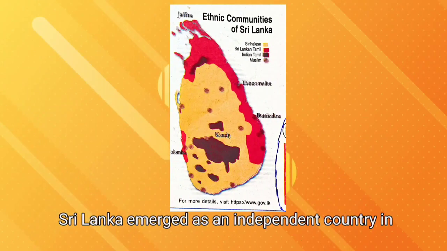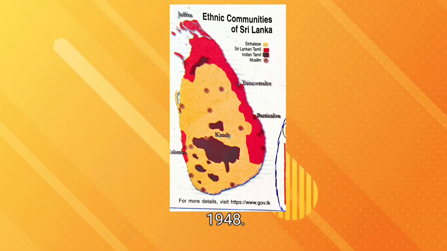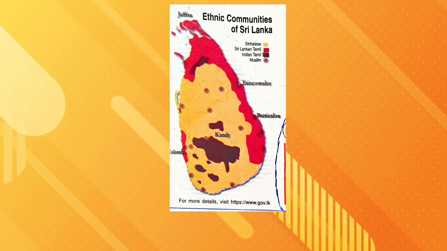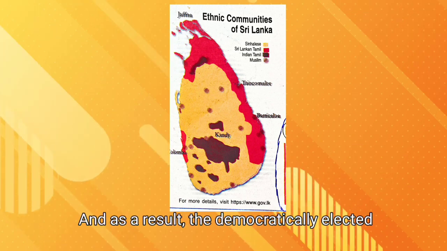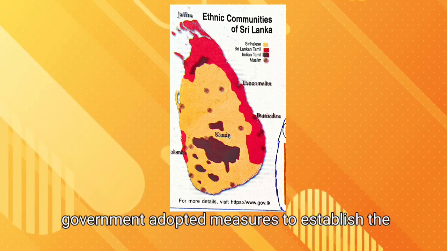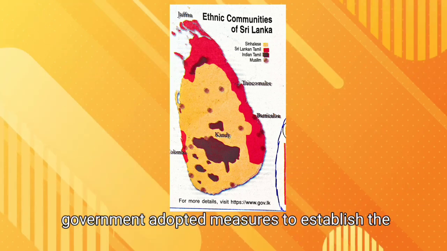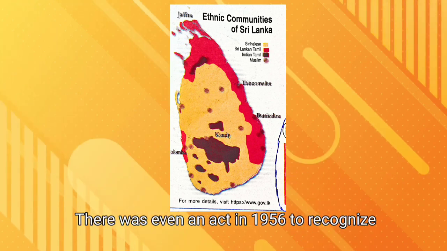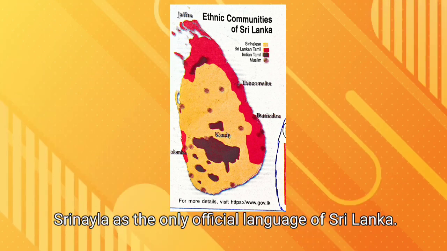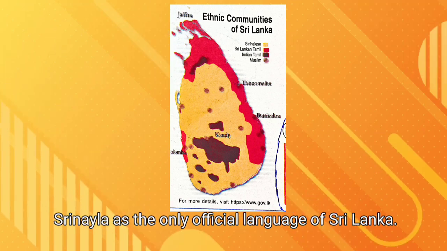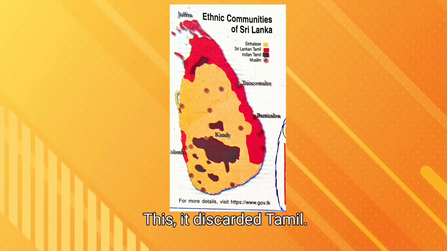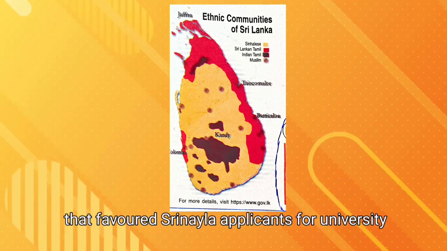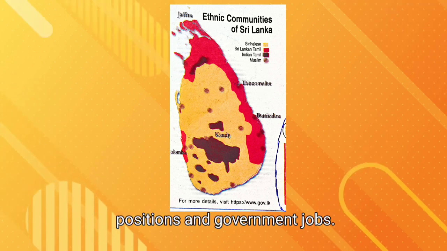Sri Lanka emerged as an independent country in 1948. The leaders of the Sinhala community sought to secure dominance over government by virtue of their majority, and as a result, the democratically elected government adopted measures to establish Sinhala supremacy. There was even an act in 1956 to recognize Sinhala as the only official language of Sri Lanka. Thus, it discarded Tamil. The governments followed preferential policies that favored Sinhala applicants for university positions and government jobs.